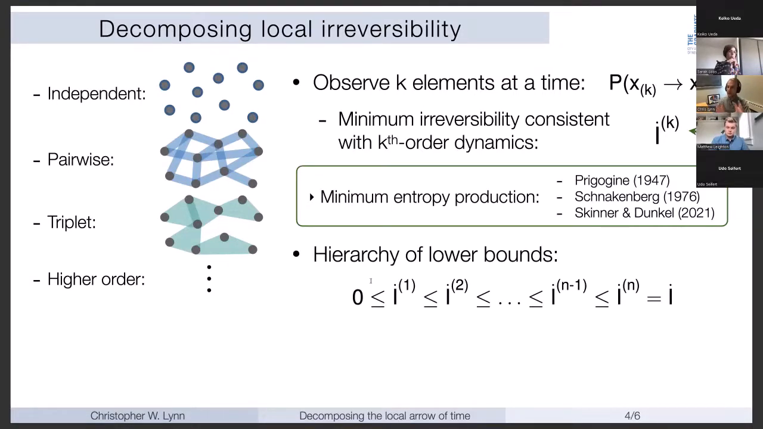Okay, so if we're able to compute these sort of kth order minimum irreversibilities, what we end up with is a hierarchy of lower bounds, because the information contained in the kth order dynamics contains all of the information about lower order dynamics.